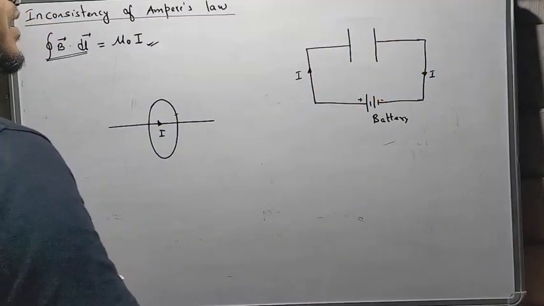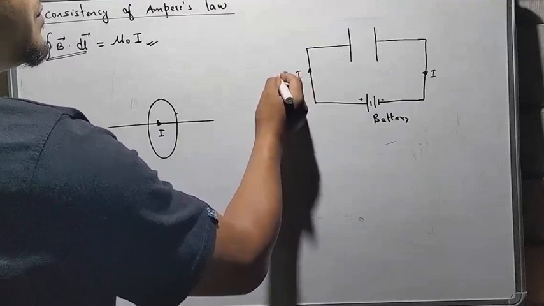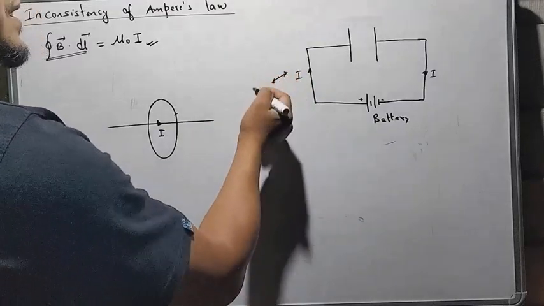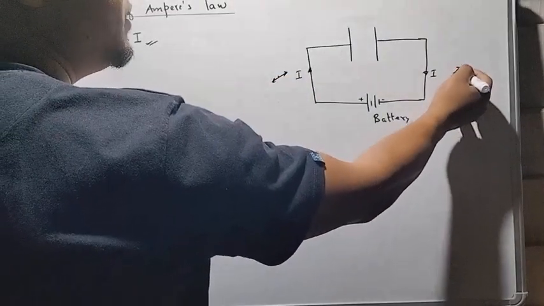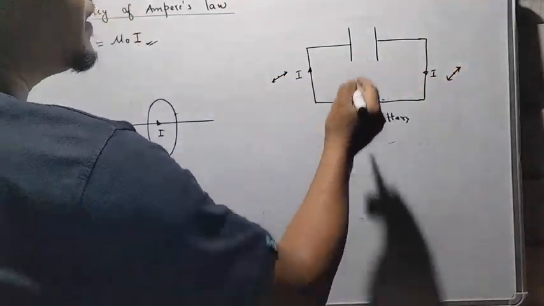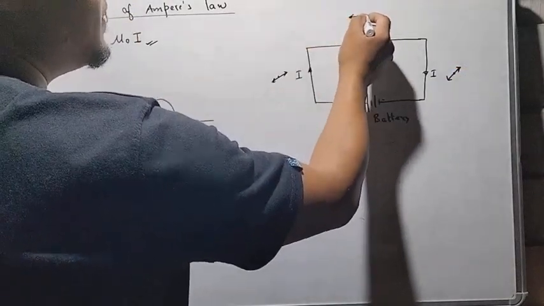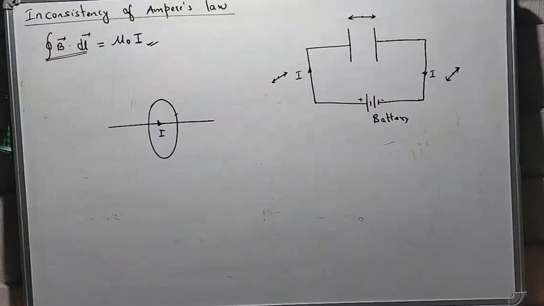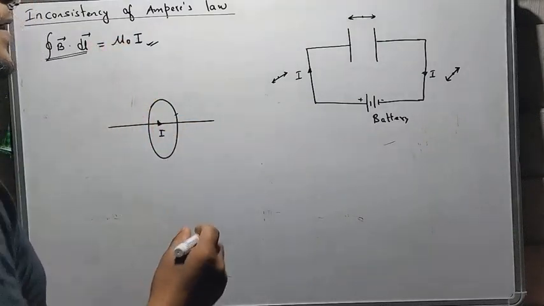Now, if you place a magnetic needle at this point, you will find the needle is deflected. If you place it here, again you will find the needle is deflected. And if you place it here, tell me, will the needle deflect or not? I'll come to that later. So first let me explain.